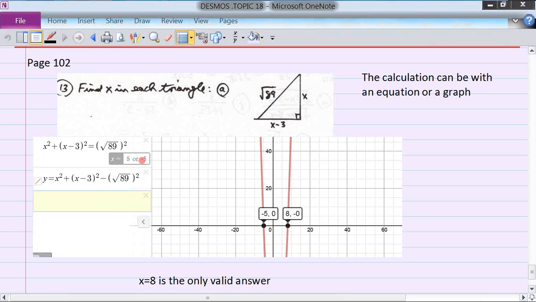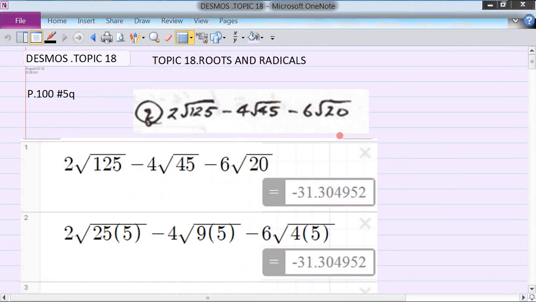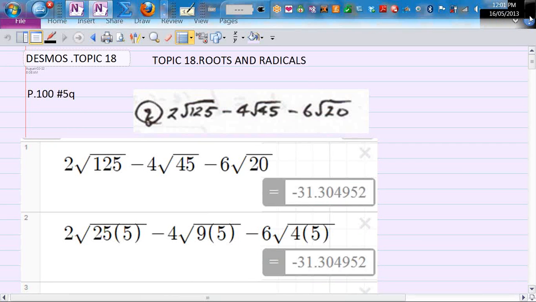So we can get a solution algebraically, and here we get a solution obtained with a graph. But they both give the same answer. So the calculation can be obtained with an equation or a graph. This completes our discussion on roots and radicals and topic 18.